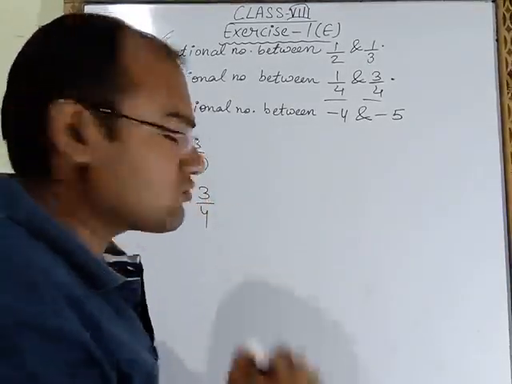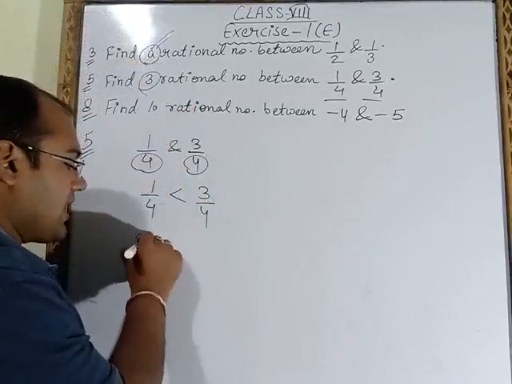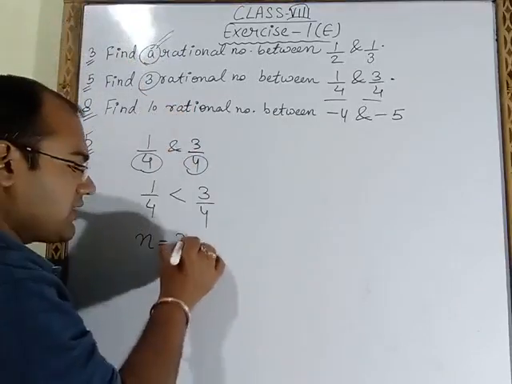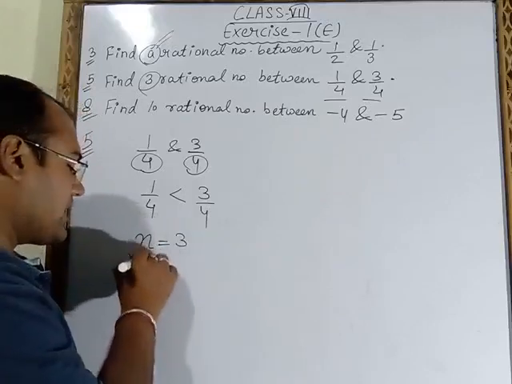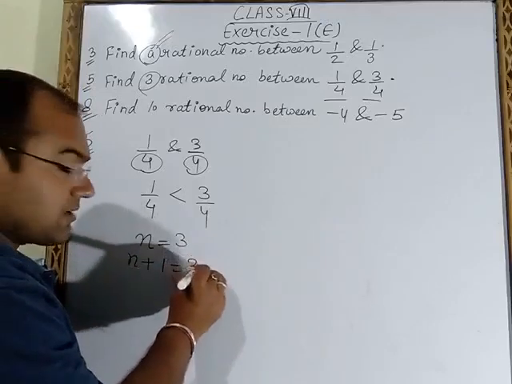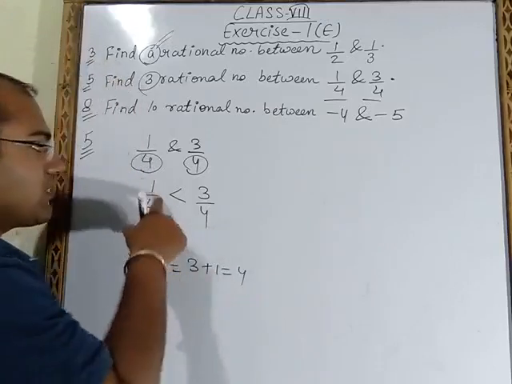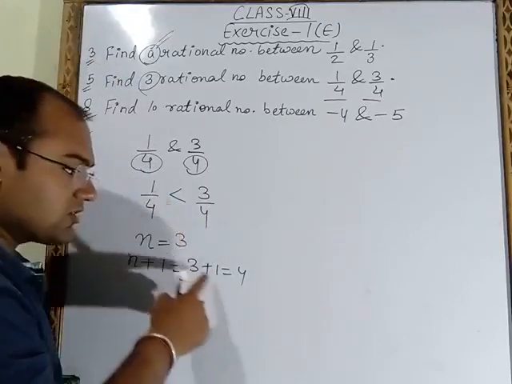So what do you have to do in this question? In this question you have to write the n value. N means how many rational numbers you have to write? 3. Then the next step is we have to find n plus 1. N plus 1 means 3 plus 1, that means 4. Now the next step is we have to multiply numerator and denominator with 4.